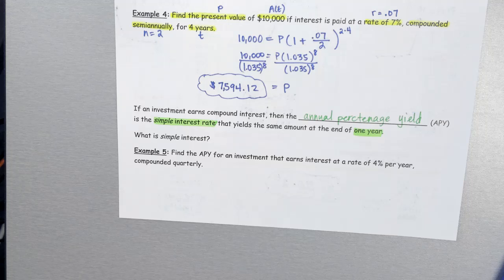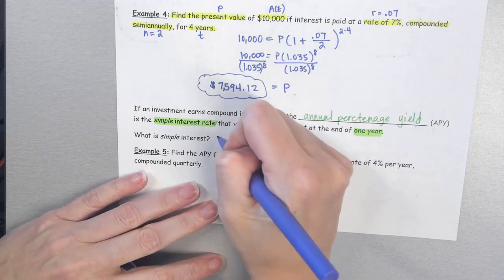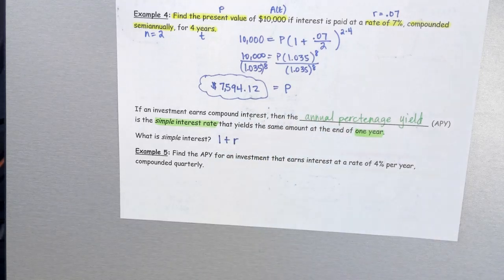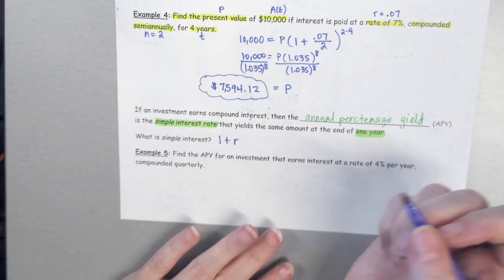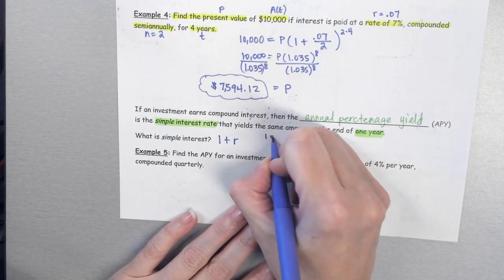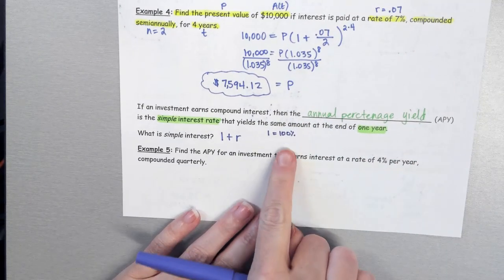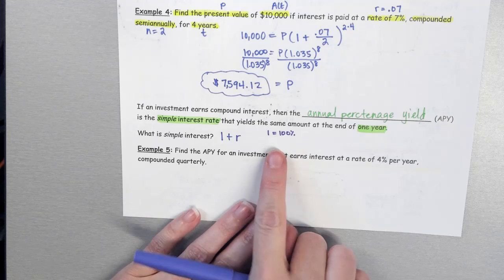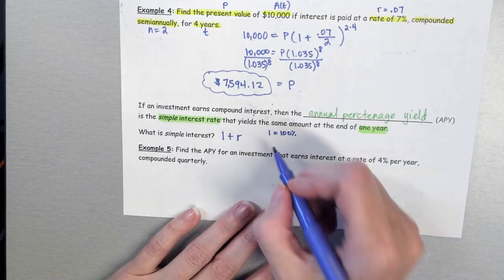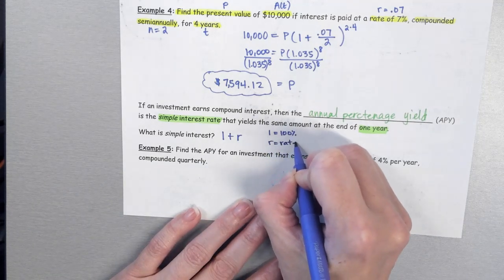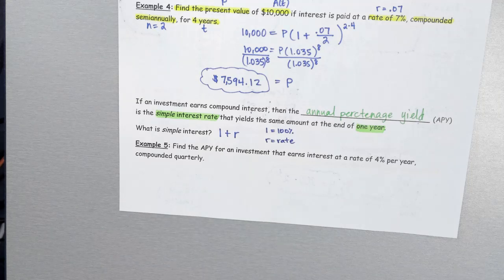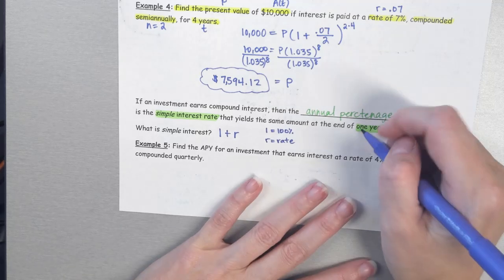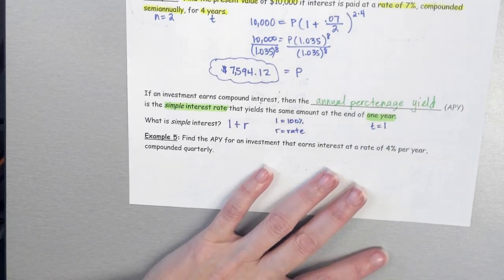So simple interest is just this equation, 1 plus the R. This is where it comes from. The 1 is equal to 100%. Remember how we were turning percents into decimals? Okay, if it's 100%, it's 1.00. The R is going to be that rate for the year. So that's where it comes from. And then if it is 1 year, that means your time is going to be 1.